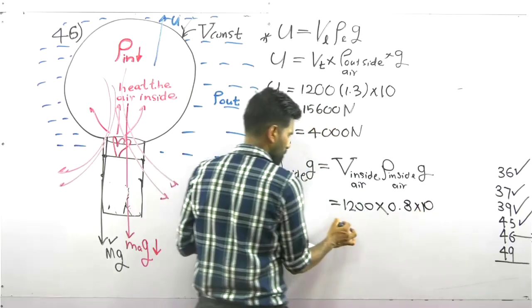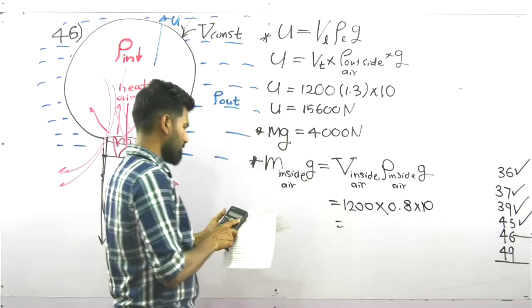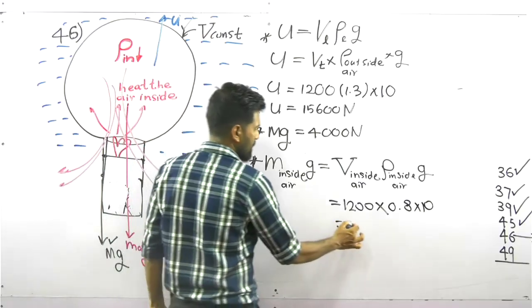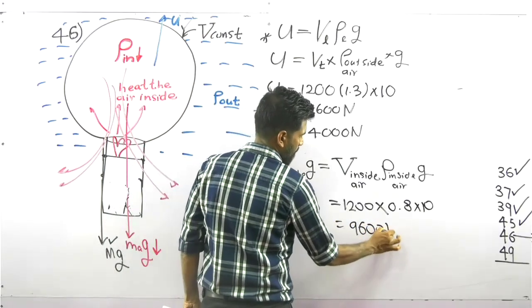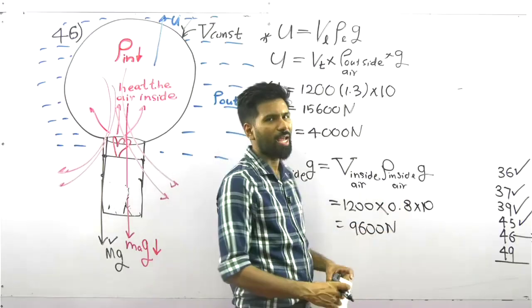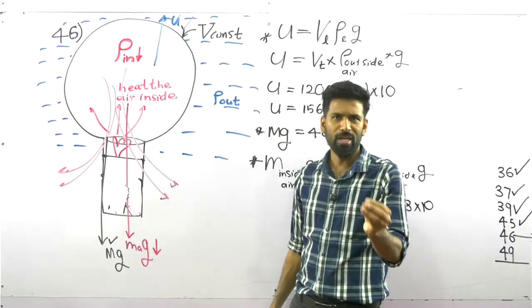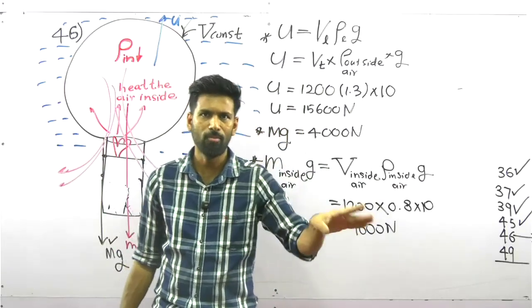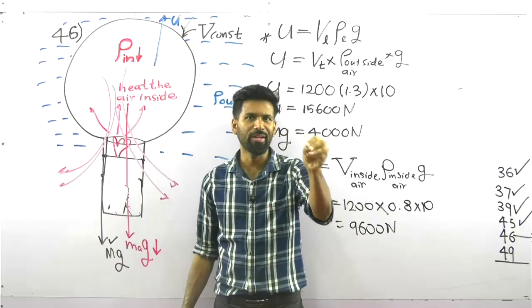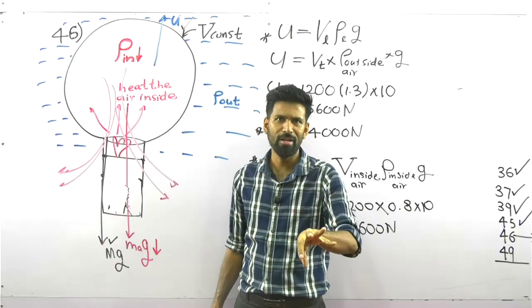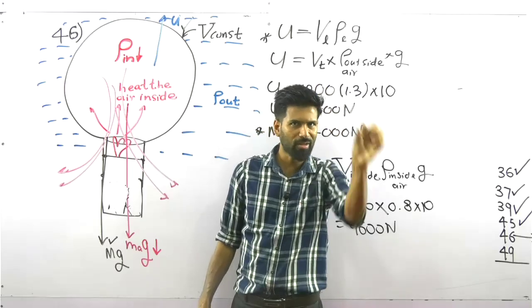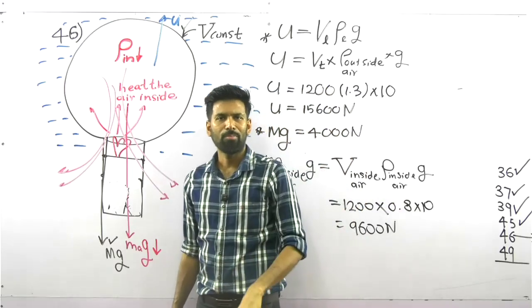G is 10. So 0.8 times 1200 times 10 is 9,600 newtons. So here I have calculated the weight of the inside air after the heating process. Most of the air moves out and the density and the weight decreases. Density is 0.8 multiplied by the 1200 full volume, neglecting the rubber volume, multiplied by G.